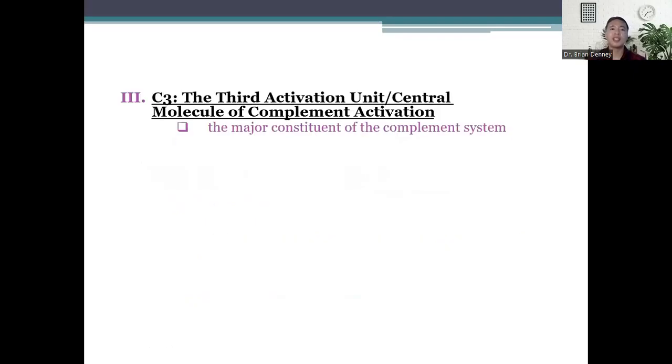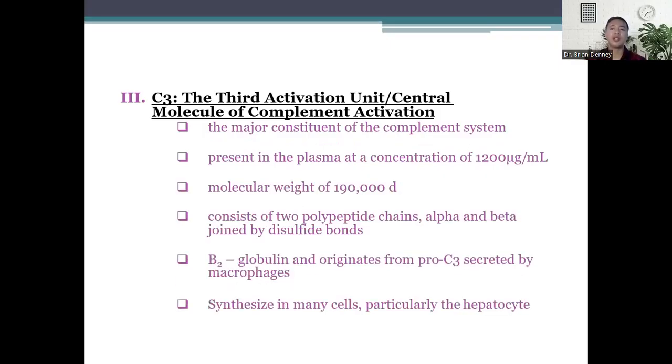Your C3 is termed the third activation unit, and this is considered the central molecule of complement activation. Why the central molecule of complement activation? For some reasons. Number one, C3 is the most abundant complement protein in your serum, and so cleavage of your C3 molecule by your C3 convertase would produce many molecules.